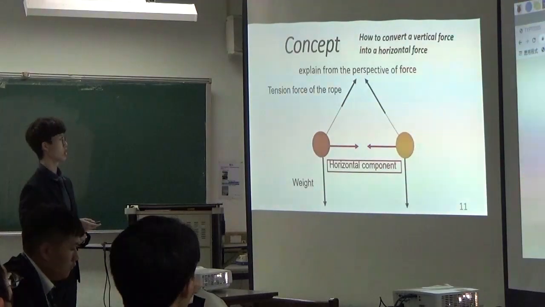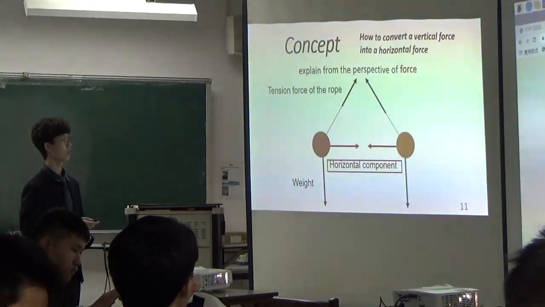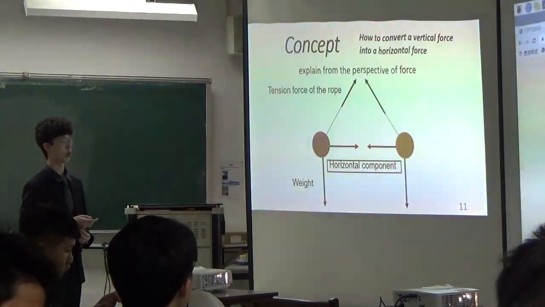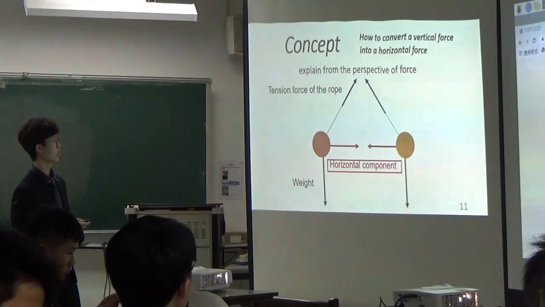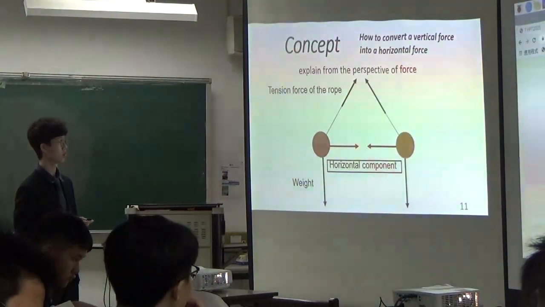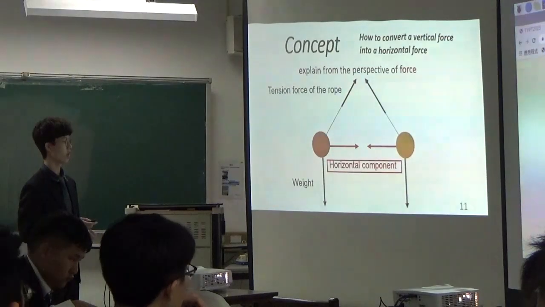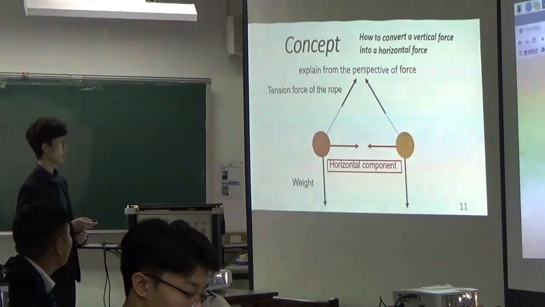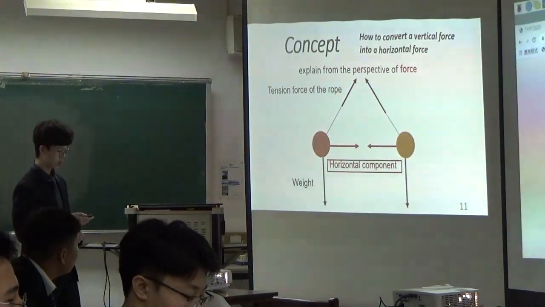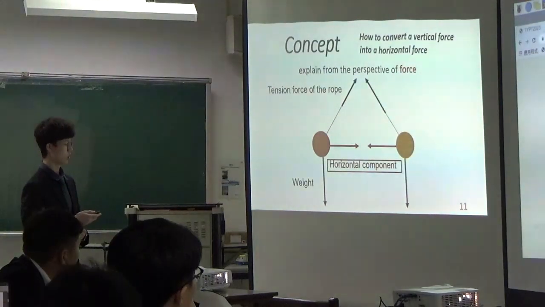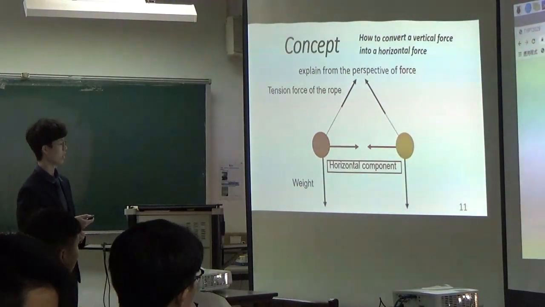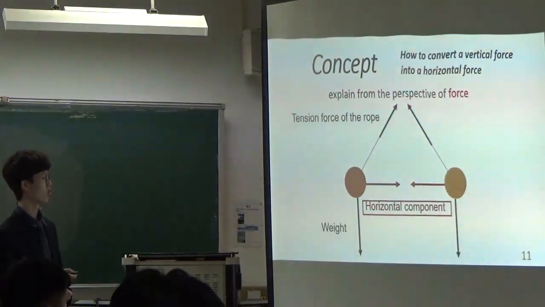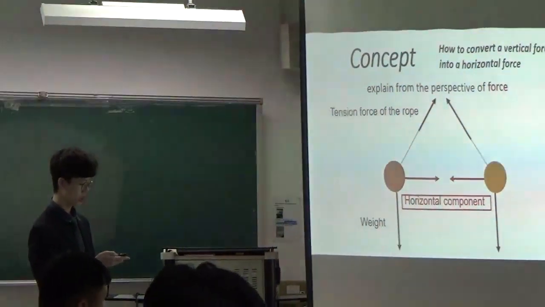The second concept is how to convert the vertical force into a horizontal force. We'll explain it from two perspectives. The first one is explained from the perspective of force. First, the handle applies the tension force of the rope, and also the mass of the ball gives the force called weight. And these two kinds of force will make the horizontal components.